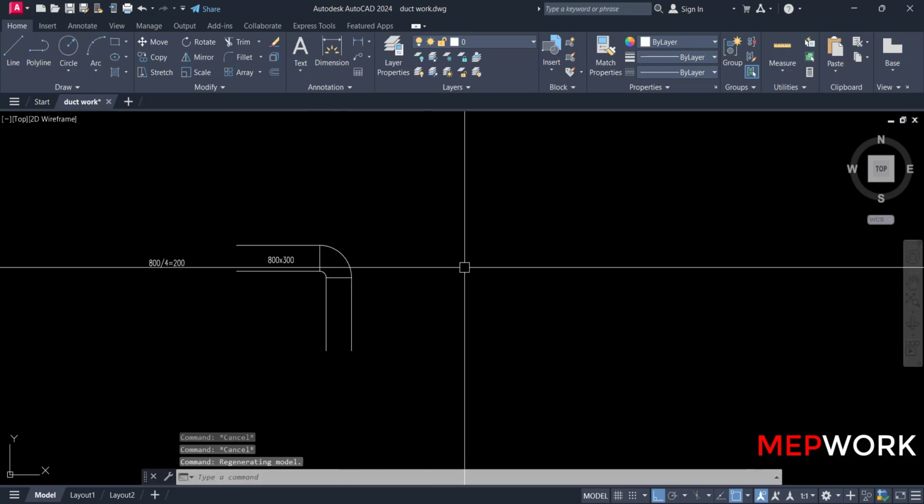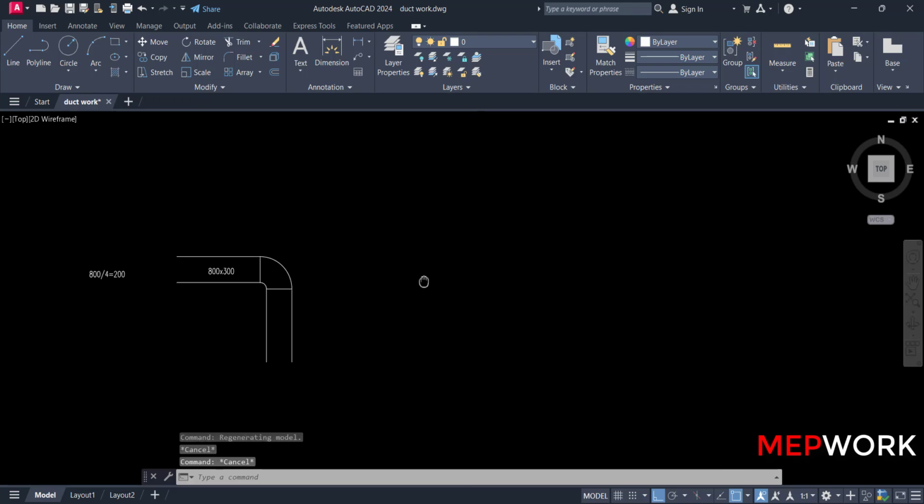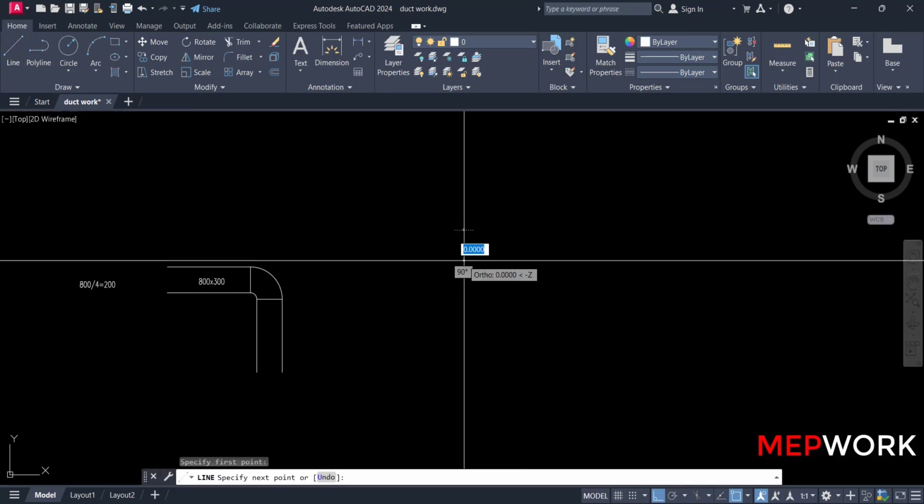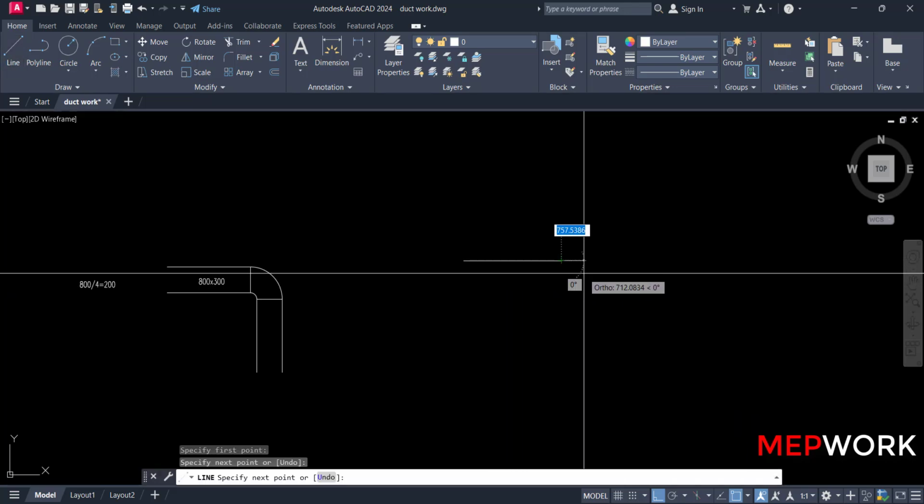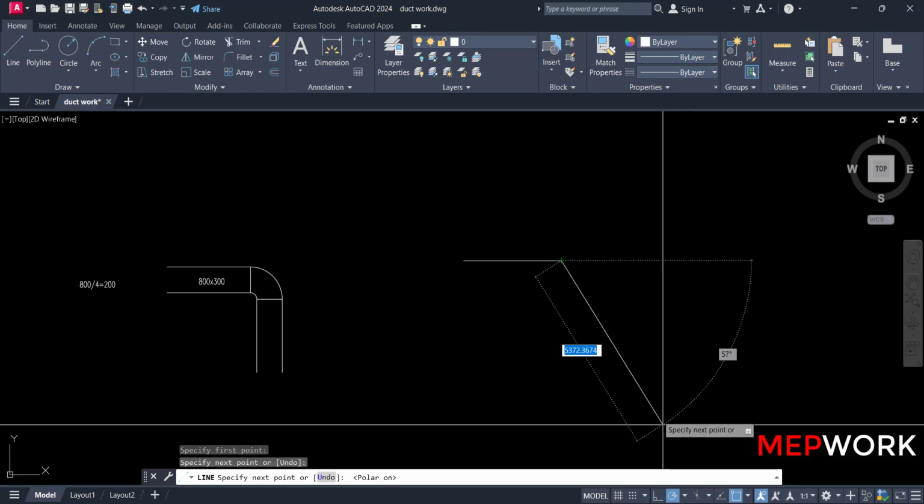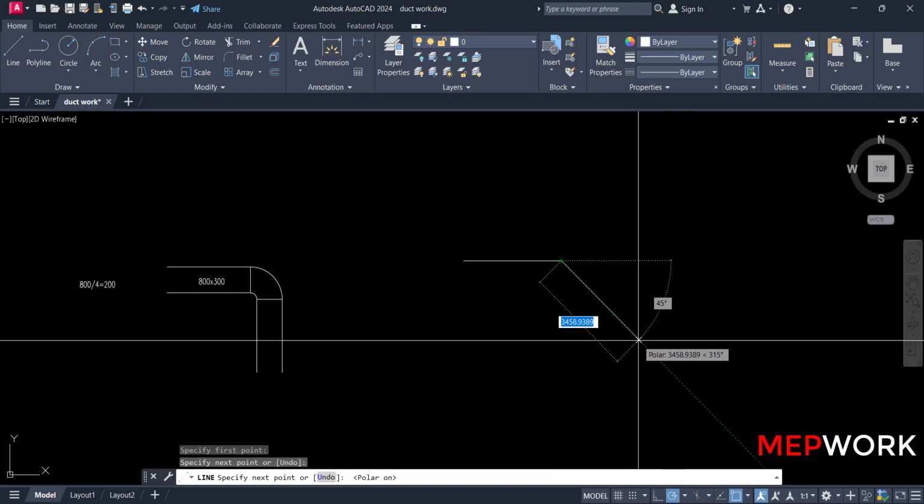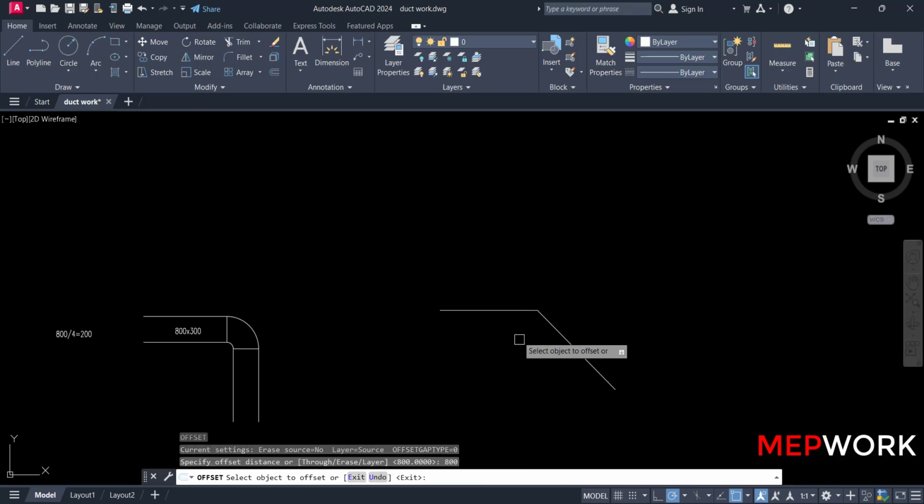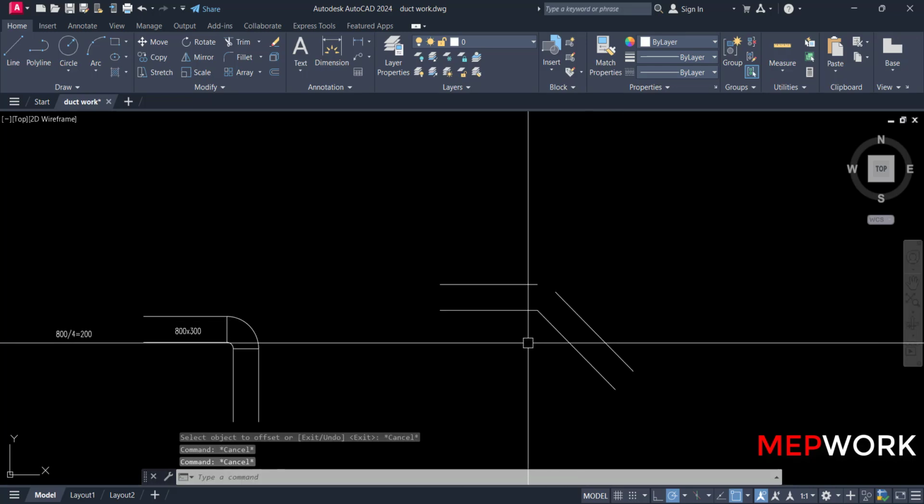The second case is the 45-degree elbow. Draw a duct with 45 degree. Take offset with 800 from this line and this line.